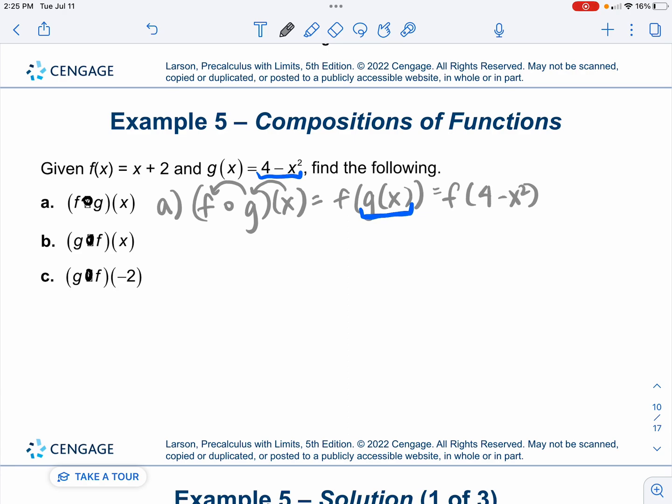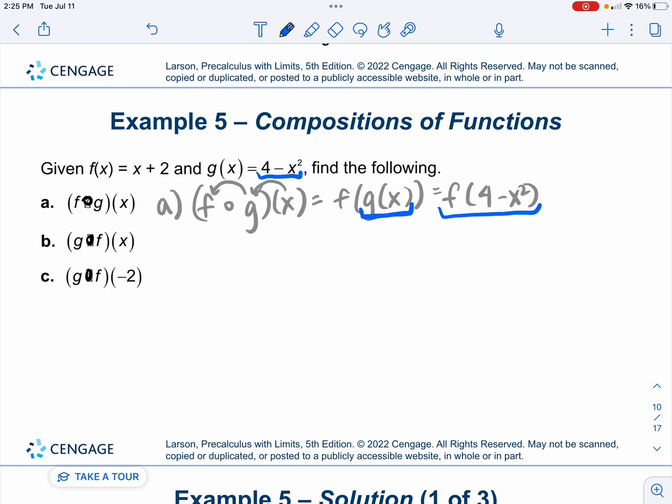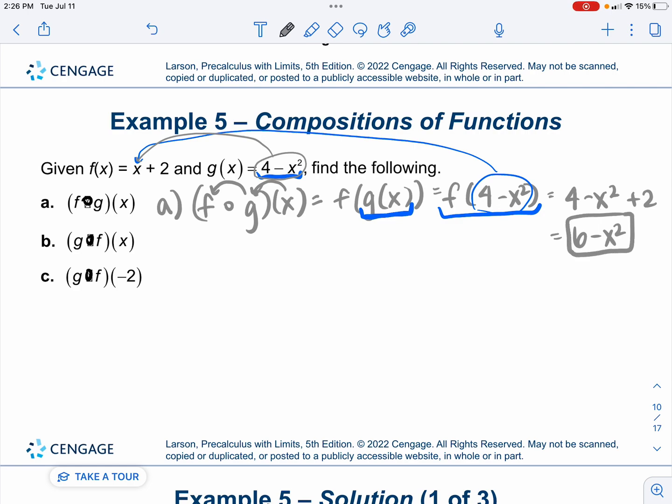So that was me plugging x into the g function. Now you can see what I have written is f of 4 minus x squared. I'm going to take 4 minus x squared and plug that in the f function for x. f of x is x plus 2, so it's going to be 4 minus x squared plus 2. Again, you saw me plug x into the g function, and then I took the whole g function and plugged it in for x in the f function. Then I'll combine like terms. That would end up being 6 minus x squared, or you could write that as negative x squared plus 6, either one.